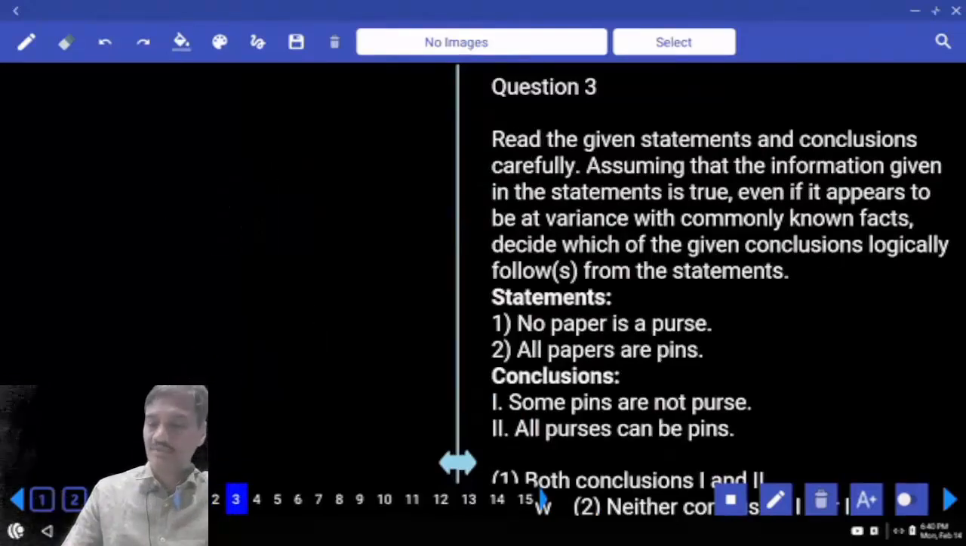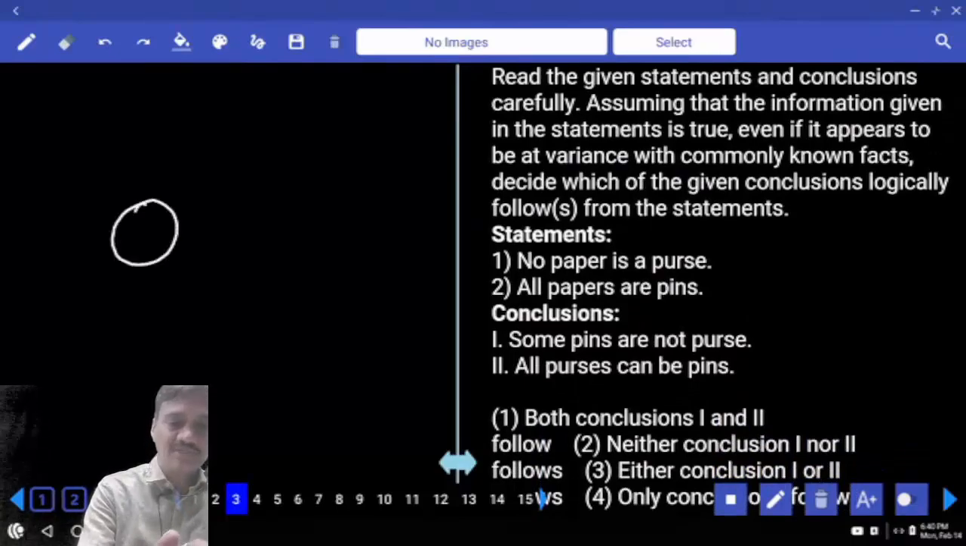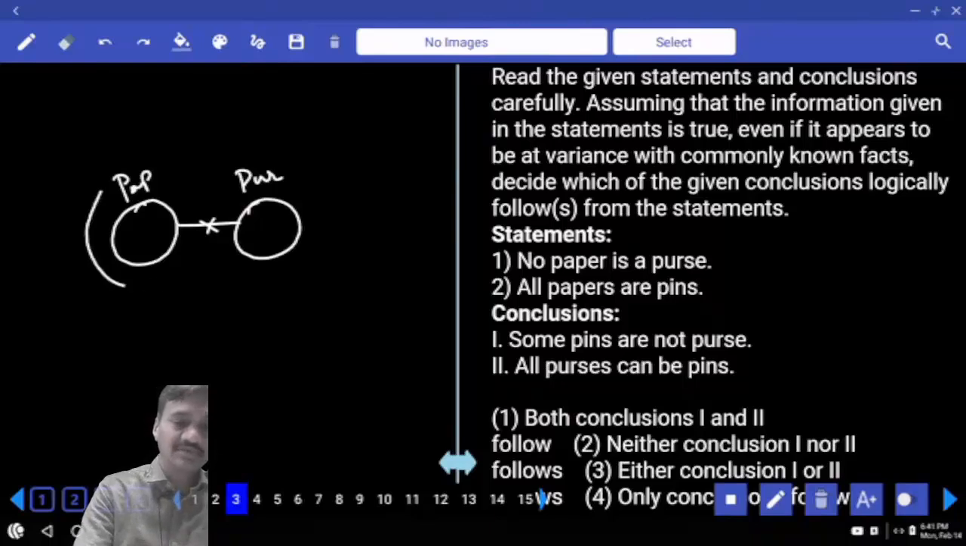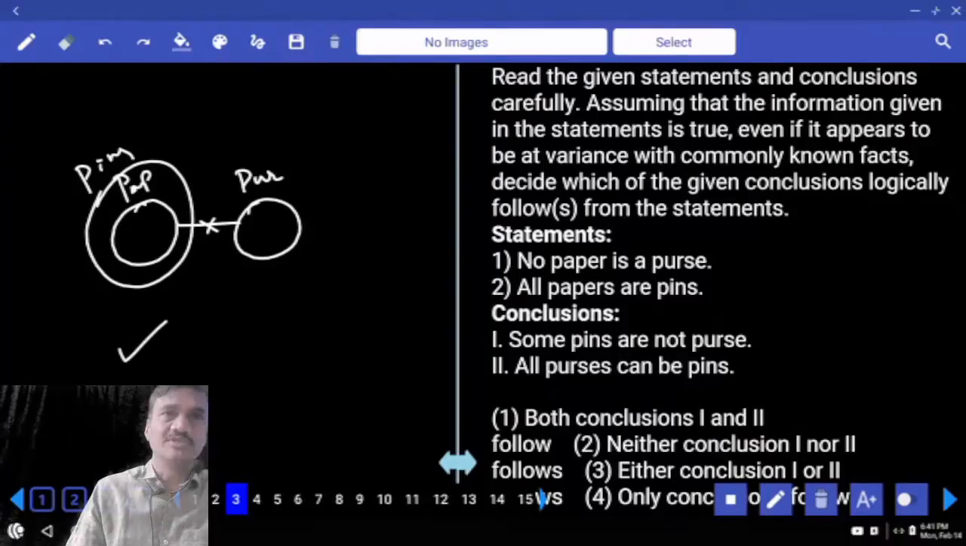And in the third one, no paper is a purse. How to represent this one? This is a paper and this is a purse. No paper is a purse. And at the same time, all papers are pins. No paper is a purse and all papers are pins. Some pins are not purses. No pin is a purse. And some pins are not purses is true.